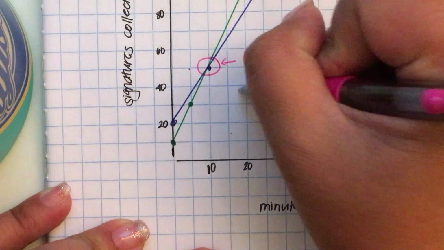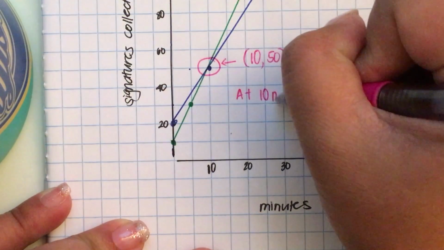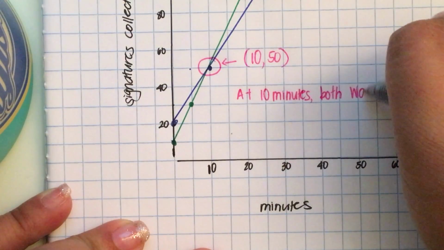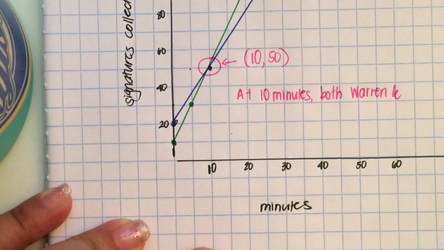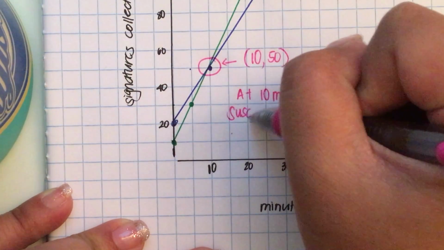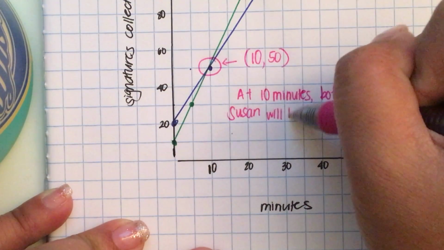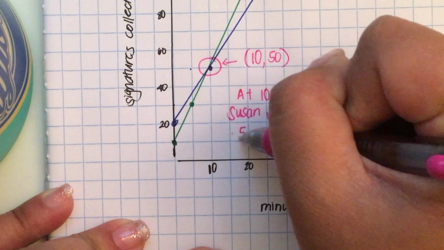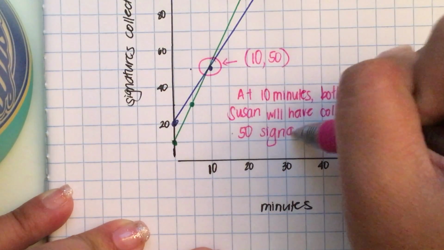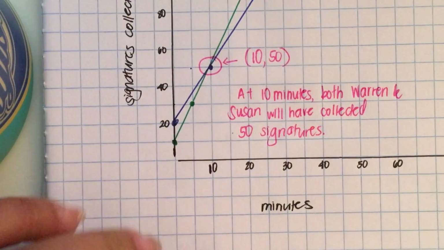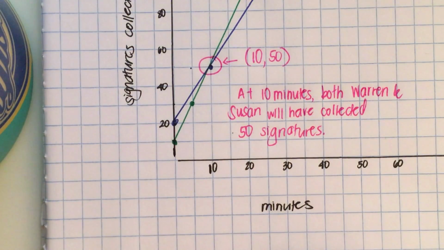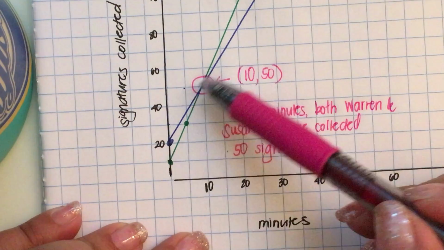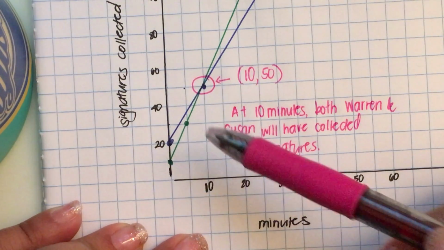The full answer should be at 10 minutes, both Warren and Susan will have collected 50 signatures. So this means if their bet ended at 10 minutes, they would have been at a tie. Had it gone on, then Warren would have won. If they stopped before 10 minutes, then Susan would have won.